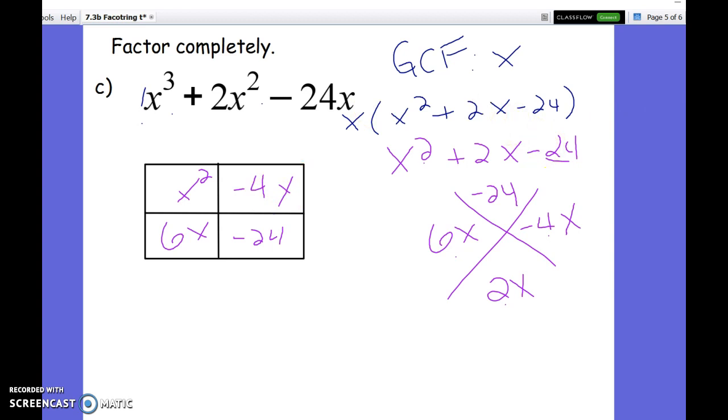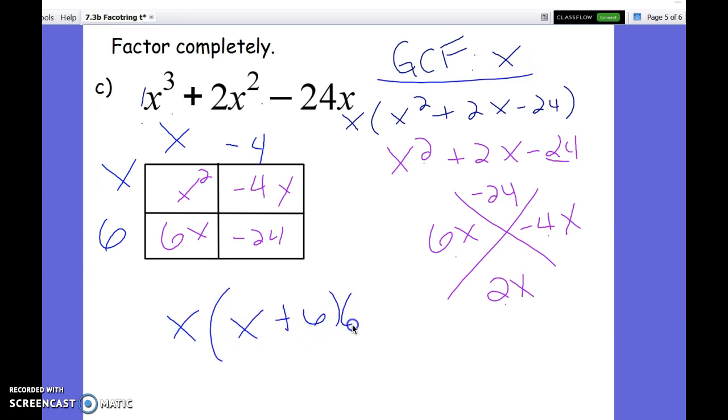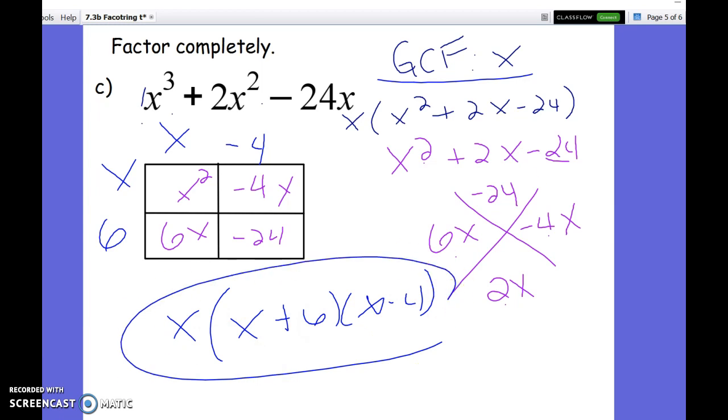Go ahead, find your greatest common factors. We could take an x, a 6, an x, and a negative 4 out. And then remember, never forget your GCF when you're writing that final answer. We'll end up with x times x plus 6 times x minus 4. And that is our final answer.